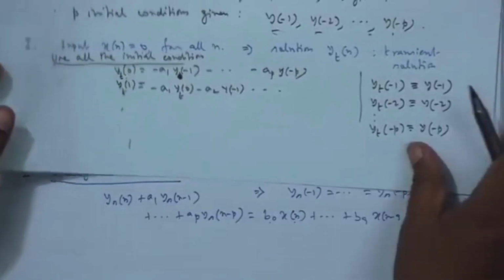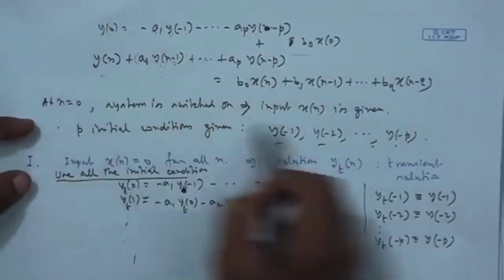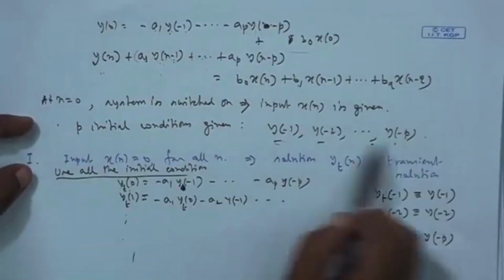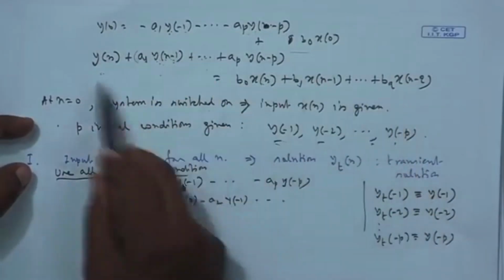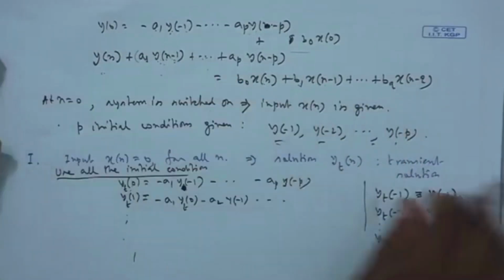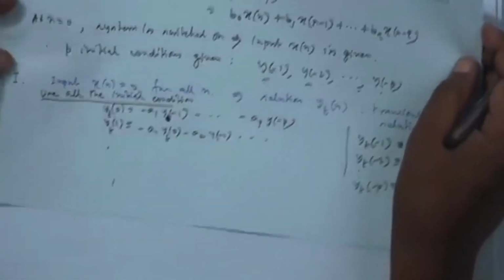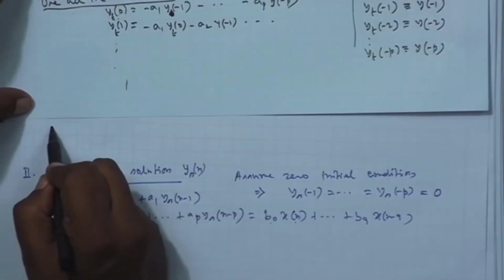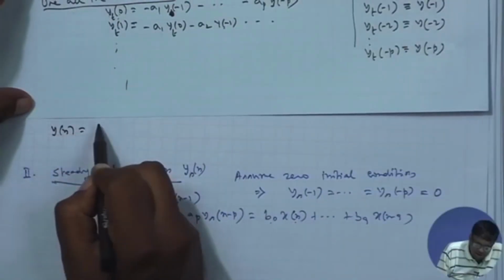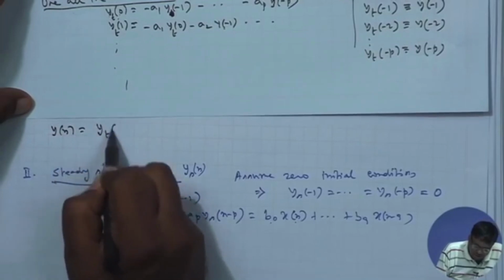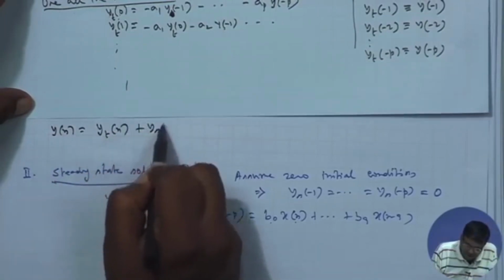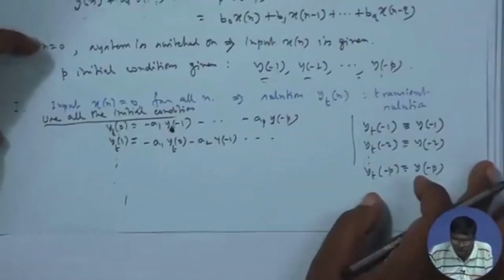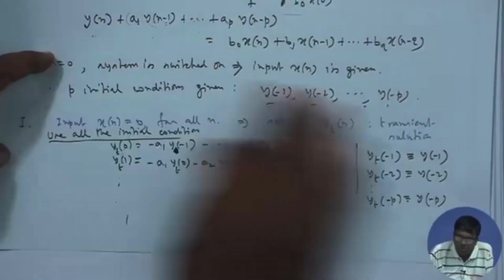Then my claim is about the total solution. If you solve this equation for the given initial conditions and given input, then my claim is that the solution, if I call it y n, will be the summation of y t n plus y s n. That is what I have done. First, I consider two special cases of this equation.